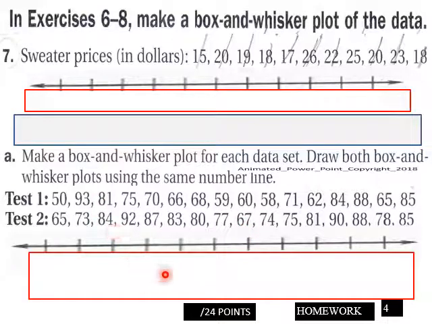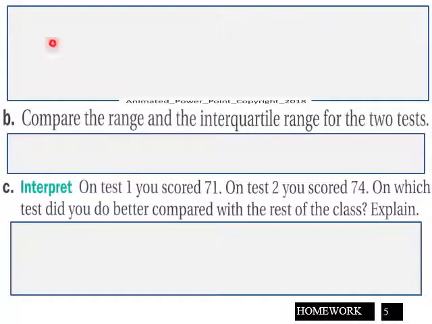This is test 1. Do I want you to make a second box and whisker? You could. I don't see how though, but you could. Let's go into page 5. No, it continues over here. So you do want to make 2 box and whiskers on the previous page. Do that. And then for B here, compare the range and interquartile range for the 2 tests.